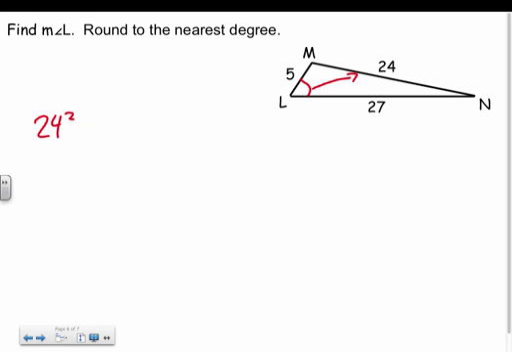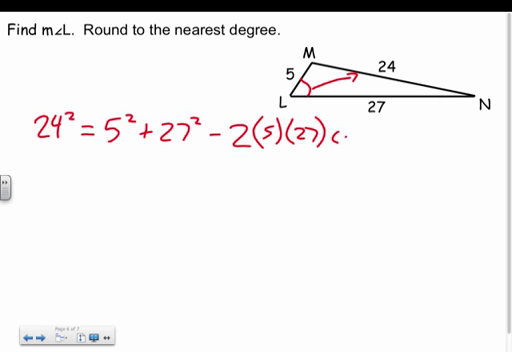So I got 24 squared equals, well, I was thinking kind of like the Pythagorean theorem, so I gotta take 5 squared plus 27 squared, the other 2. And then it's minus 2 times the 2 sides you just used. So 2 times 5 times 27. And then times the cosine of whatever angle. Well, the cosine of x, I don't know what this is. So I'm just going to call this x degrees right now for that angle L.